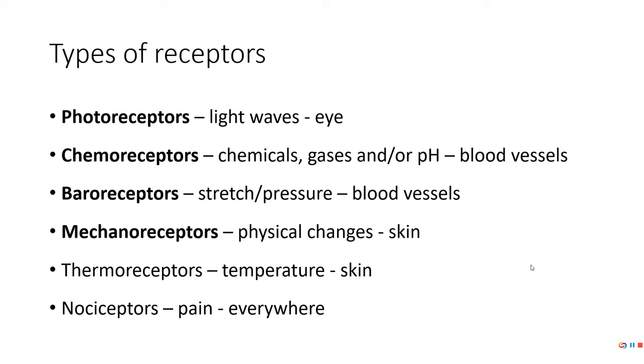Mechanoreceptors sense a physical change, like on your skin. Okay, you can tell when you've got clothes on, you can tell when you touch something, that sort of thing. Thermoreceptors sense temperature, found in your skin. And then nociceptors, they detect pain, and they are located everywhere. All right, now I've got these 4 bolded: photo, chemo, baro, and mechano. The reason that those 4 are bolded is that we're going to be talking about them more as we go throughout the semester.